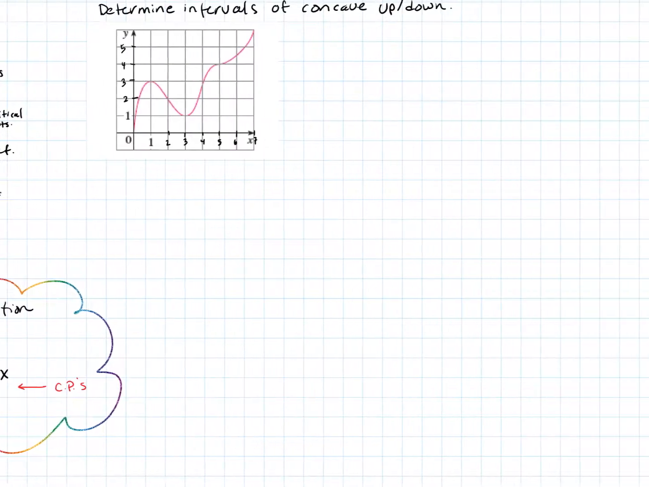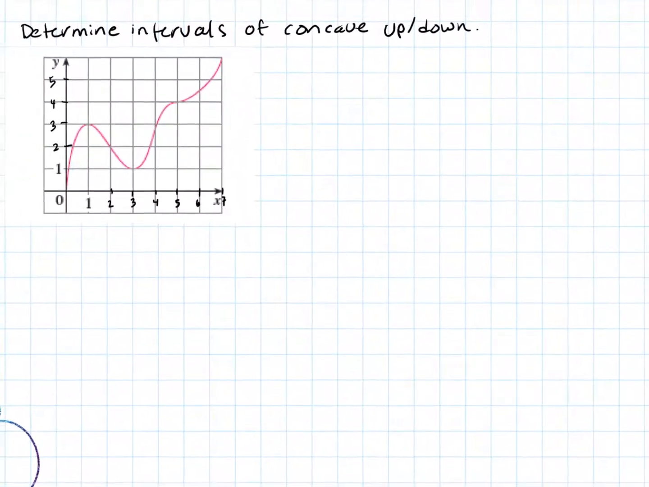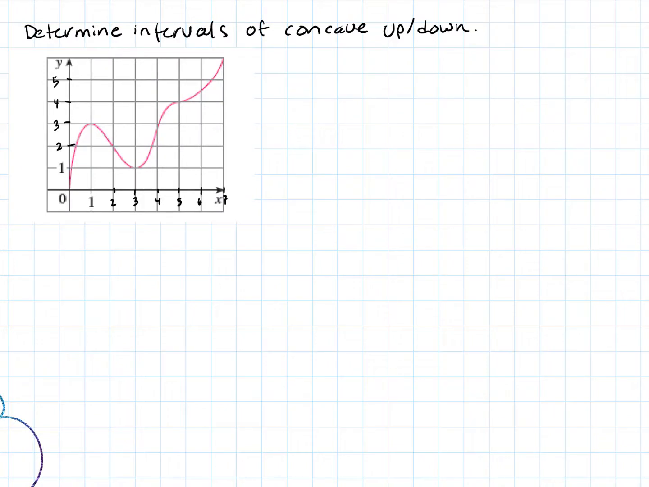I want to use that same graph, but this time let's look at it for the intervals of concave up and concave down. So where is this function going to be concave up? Where is it going to be concave down? And actually, let's find the inflection points too. IP for inflection points. I guess it's the first time I've used that abbreviation. So let's look for those inflection points.